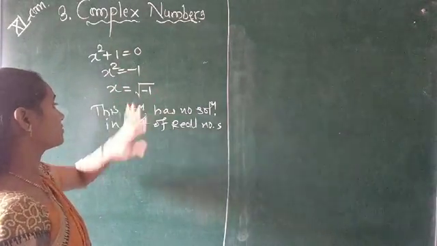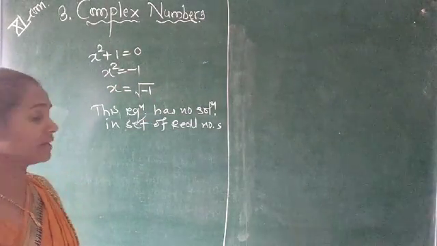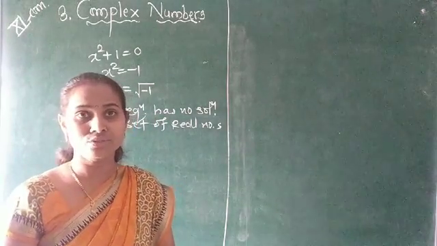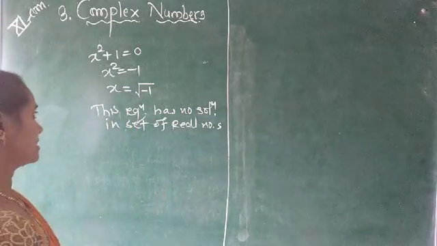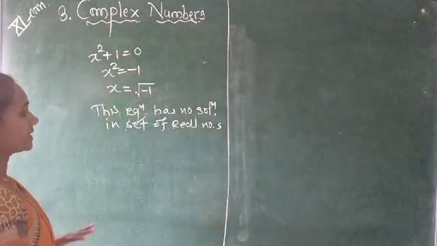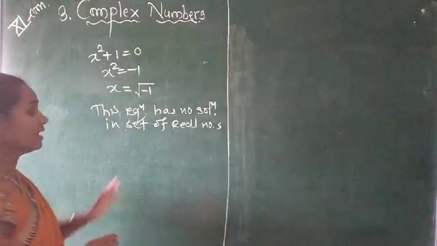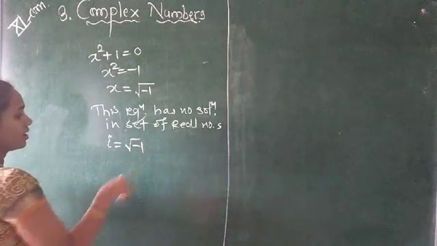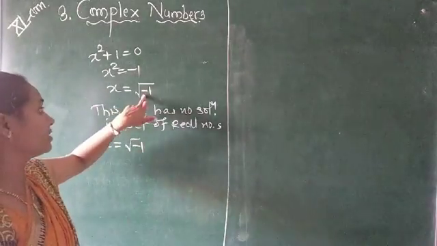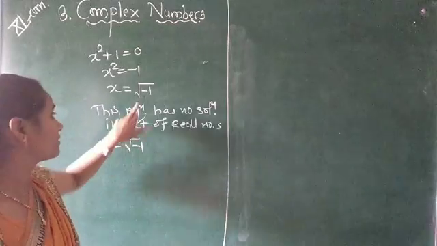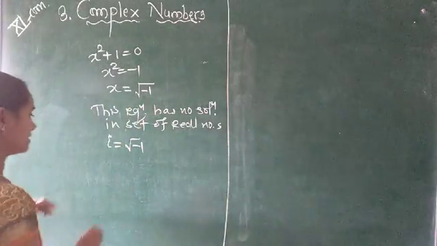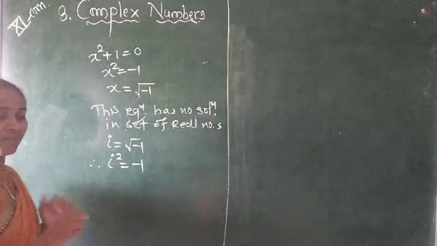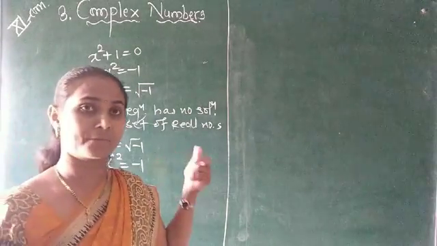That is, x is equal to root minus 1, but here in the set of real numbers there is no value whose square root is negative. Since here we introduce a complex number, the complex number is defined by I is equal to root minus 1. Here we introduce the symbol I, which is equal to root minus 1. Hence I square is equal to minus 1, which is very important for our chapter complex number.